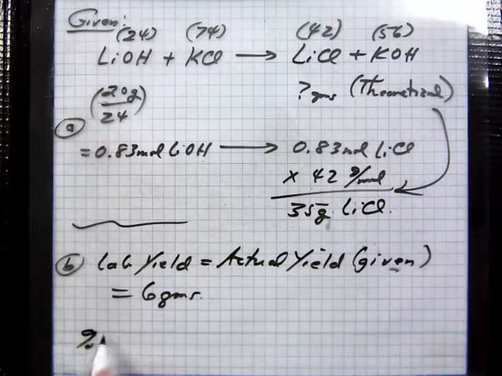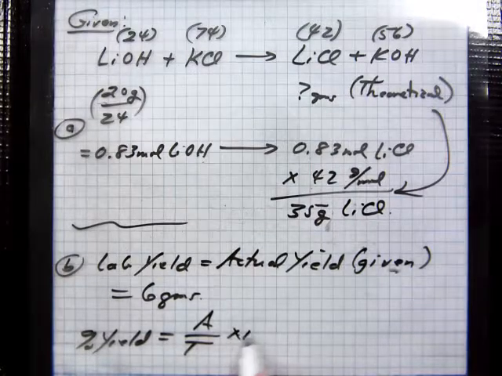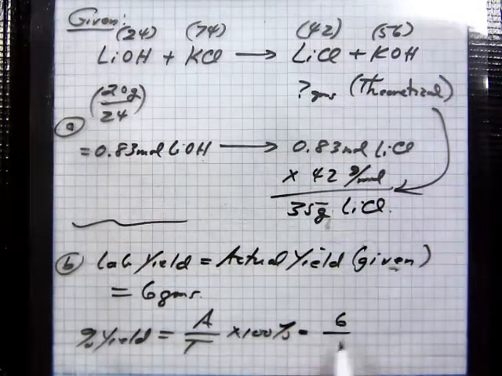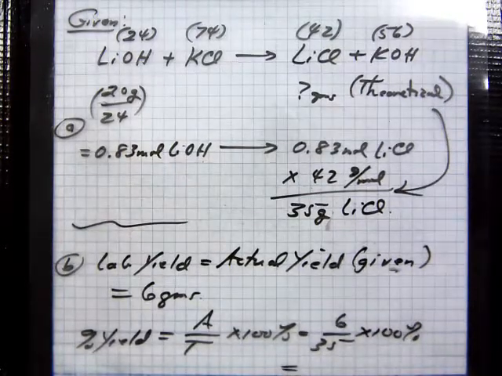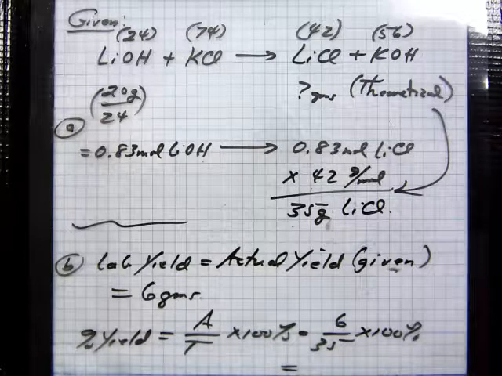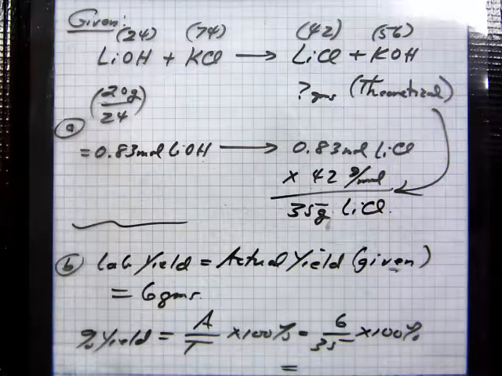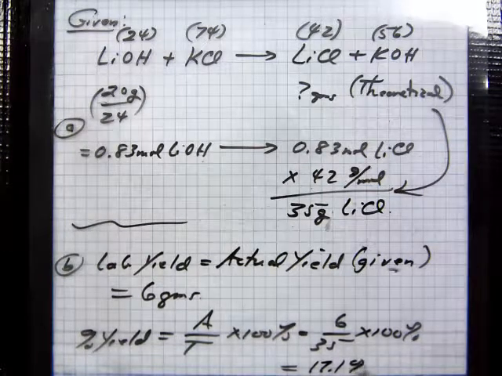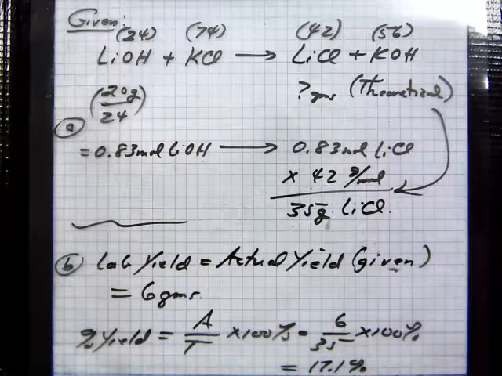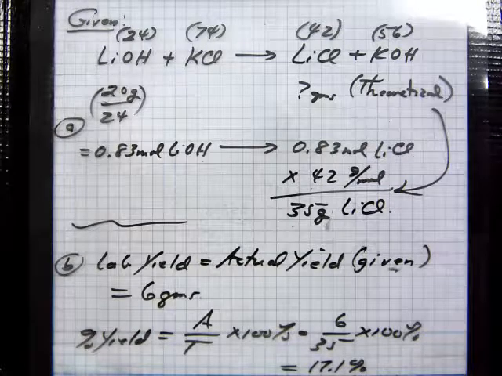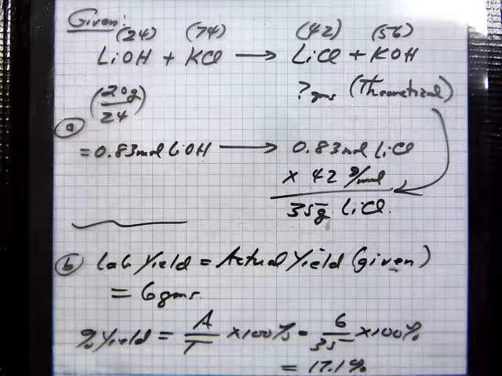So the percent yield is actual over theoretical times 100%, which is 6 over 35 times 100%. Let's see if I get close. I got 17%, roughly 17.1%. He got 16.9, but throw in the significant figures, probably adjusted. But the problem works the way it's supposed to work. All right.